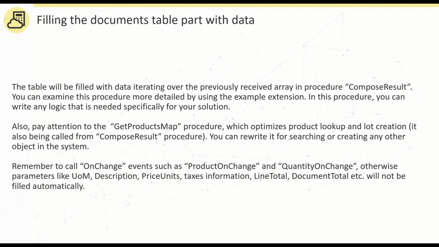Also pay attention to the getProductsMap procedure, which optimizes product lookup and lot creation. It is also called from the compose result procedure. You can rewrite it for searching or creating any other object in the system. Remember to call onChange events such as product onChange and quantity onChange, otherwise parameters like units of measure, description, price, units, taxes information, line total, document total, and things like that won't be filled automatically.